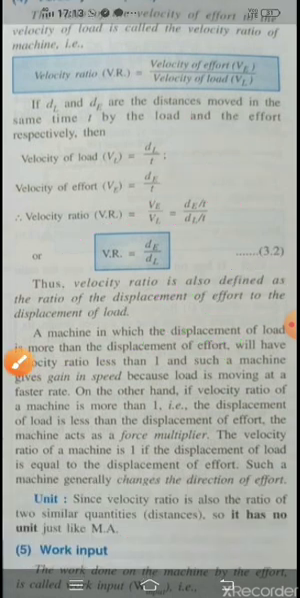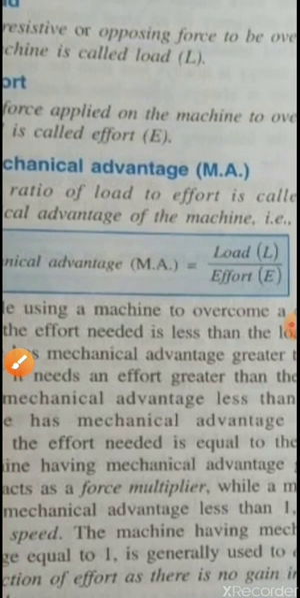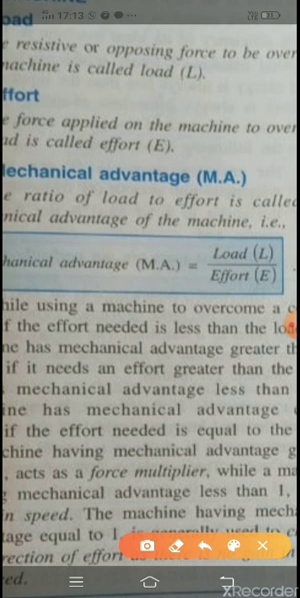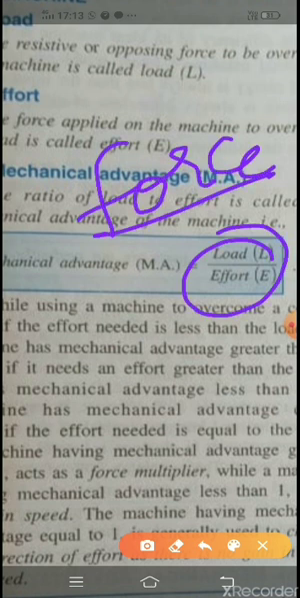Now similarly go for your mechanical advantage. I told you both your load and effort are nothing but force. In the starting of the definition of your machines we told you load and effort are nothing but force. Load is your resistive force or the opposing force, and effort is a small force which I'm going to apply.